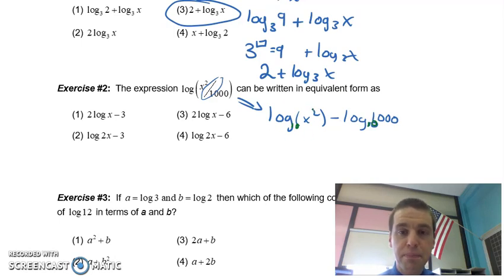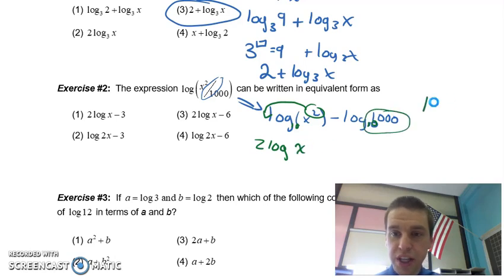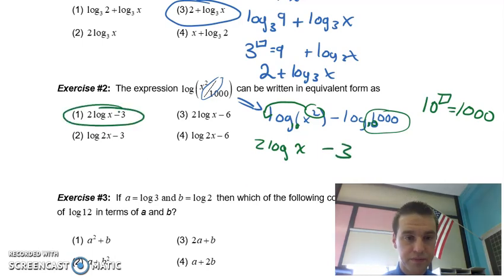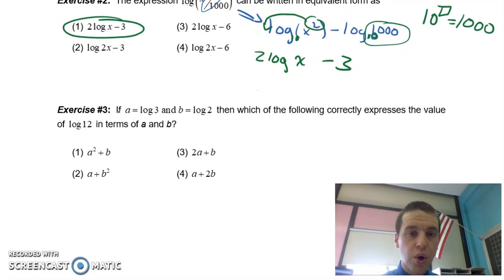So therefore, the power rule states this 2 comes out in front. 2 log base 10, but we don't need to write it, of x. We have two numbers, so we're thinking 10 to what power, remember that logs give you the exponent, equals 1,000. Well, that's 3. So we have 2 log x minus 3. And I'm going fast, pause it, and think if you need to.